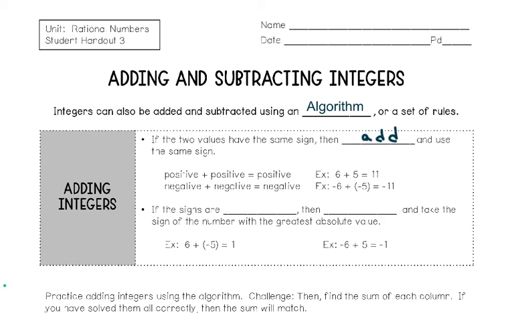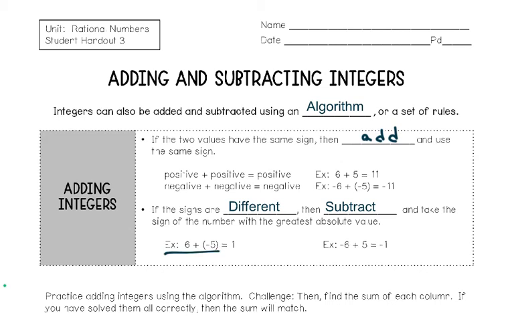So for example, 6 plus 5 is 11. That's like normal. Negative 6 plus negative 5 is a negative 11. So you add like normal, 6 plus 5, and since they both have the same sign, you keep that sign. So this is just a rule you can use, but you can also think about it like we did with the counters, the number line, or the real world examples. The next rule is if the signs are different, then subtract and take the sign of the number with the greatest absolute value. So let me break that apart.